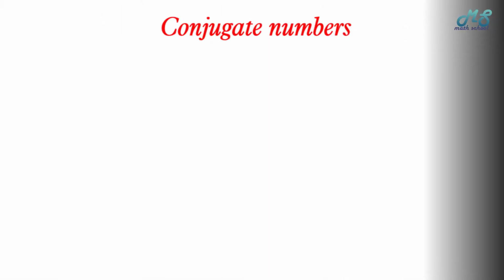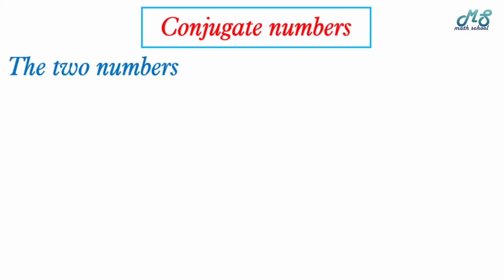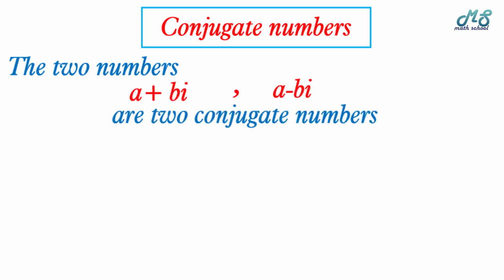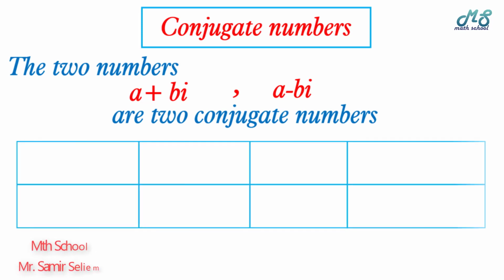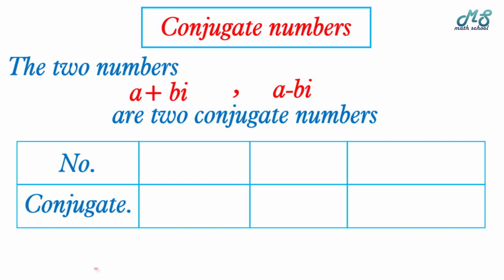Conjugate numbers, guys. We studied before last year. The two numbers, guys, a plus bi and a minus bi, are called what? Two conjugate numbers. They are the same but different in the middle sign. For example, 2 plus 3i. Its conjugate is 2 minus 3i. The same but different in sign.